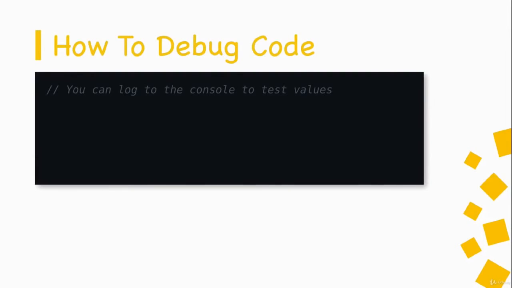Now, when something goes wrong and no error is actually logged to the console, you can log the different values that might be related to that error to the console in order to test those out. And you can do that using the console.log method. Now, the console object is part of the browser API, and it has a method called the log method, which can be used to log values and text to the JavaScript console.